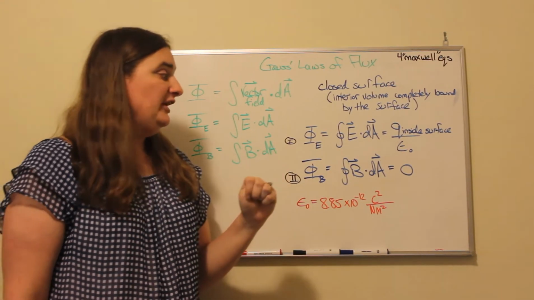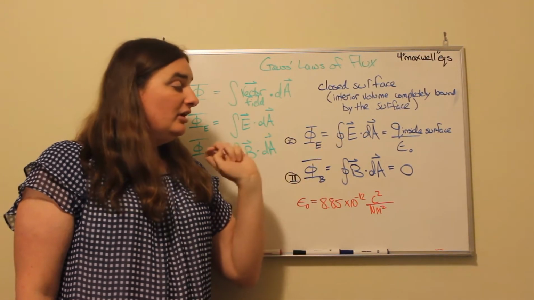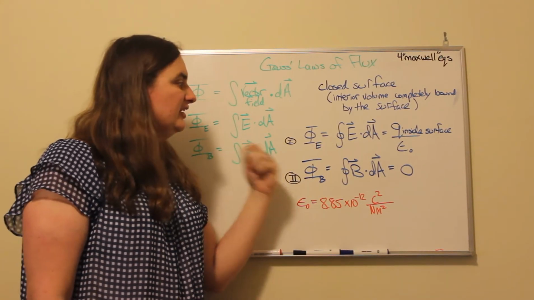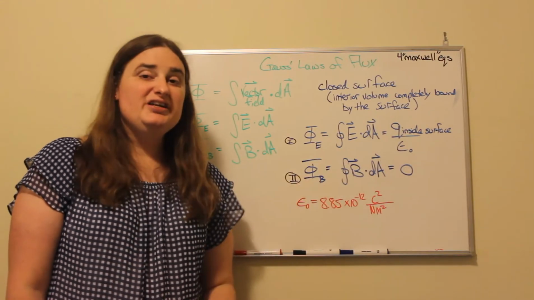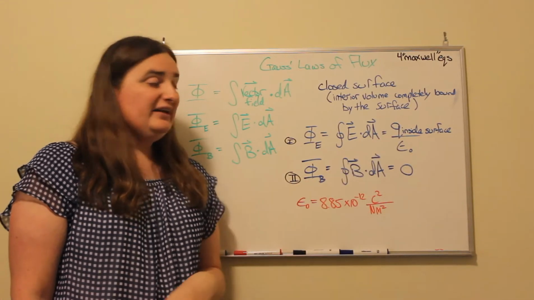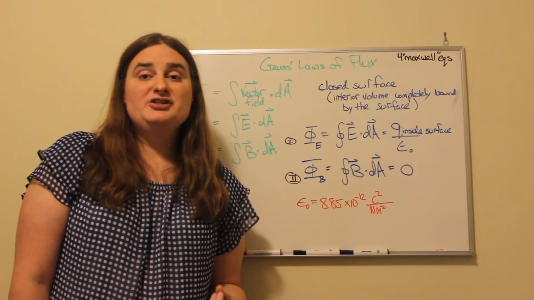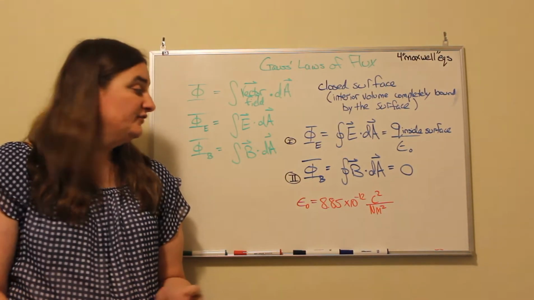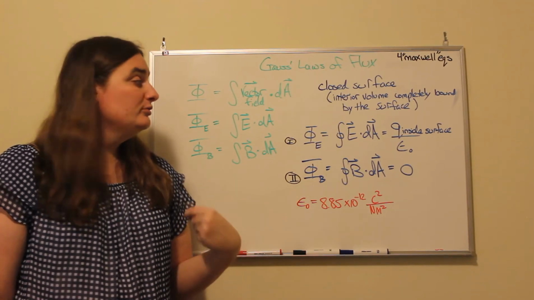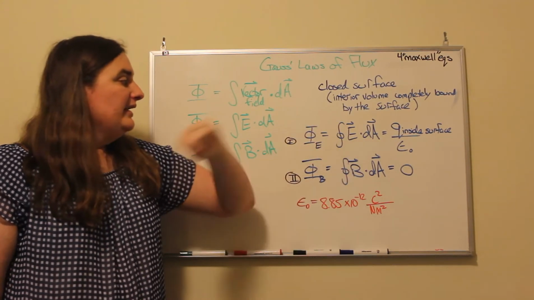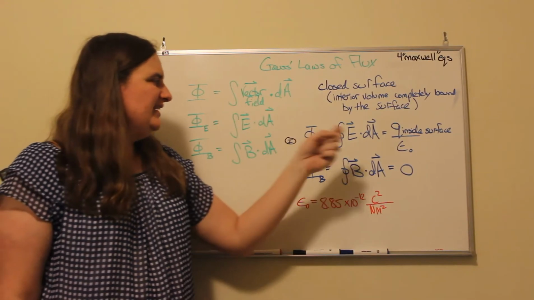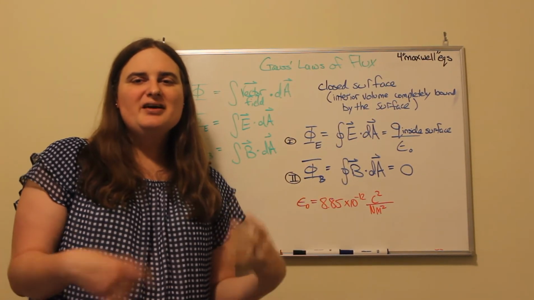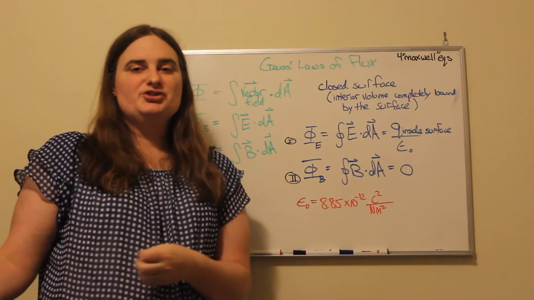So for electric flux, the electric flux through a closed surface is going to equal the charge inside the surface divided by the permittivity of free space, epsilon naught, which is 8.85 times 10 to the negative 12 coulombs squared per newton meter squared. Now, what this is essentially saying, you can think of flux as being almost a way of counting the number of field lines going through a surface.